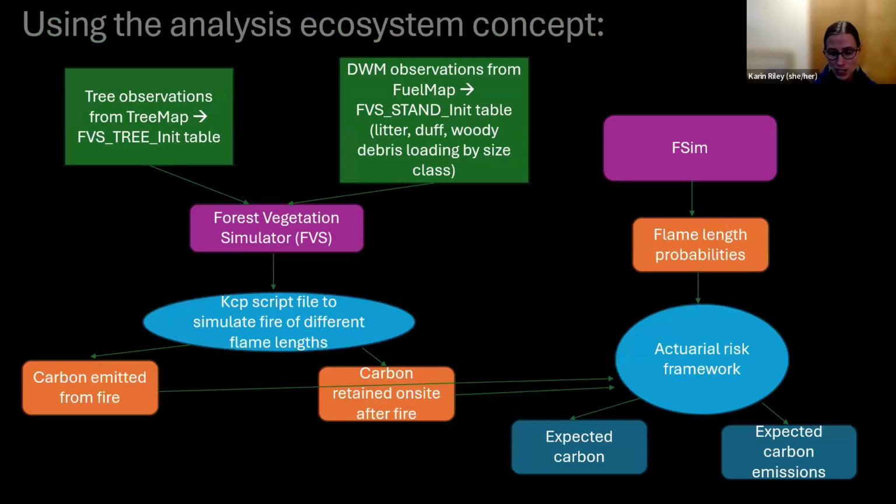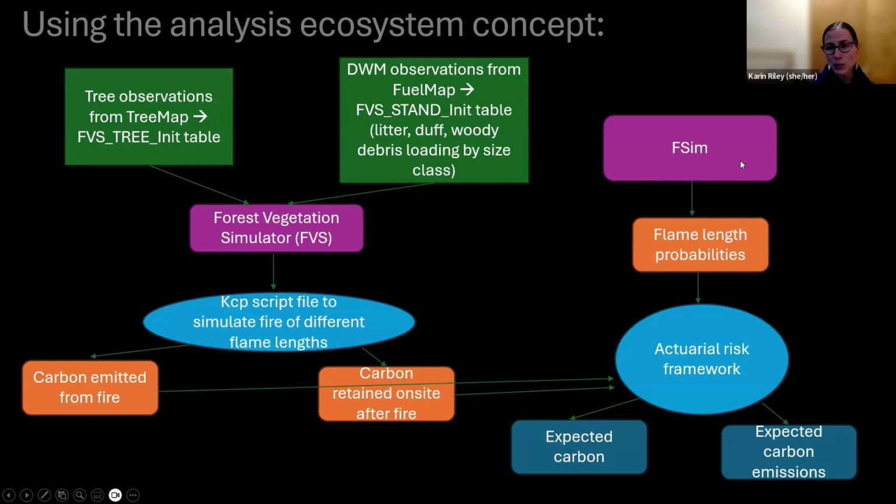So just as a parting shot, I thought I would put this into the analysis ecosystem concept Rachel talked about a moment ago and put it into a flowchart for those of you who like flowcharts and you know who you are out there. So we have those green boxes. That's our TreeMap and FuelMap observations going into the Forest Vegetation Simulator. We can do simulations in there to simulate fires of different flame lengths. And that'll give us estimates of the carbon emitted from fire in various pools and the carbon retained on site after fire. If we move to the flowchart on the right here, these are our burn probability outputs.